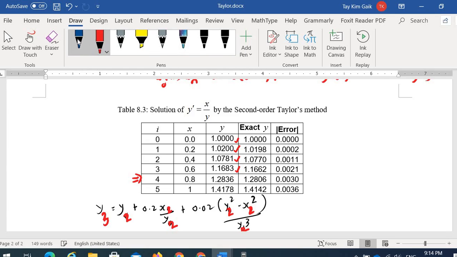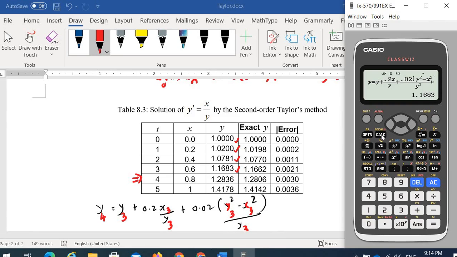If i equal to 4, it means y4 depends on y3, x3. So you calculate y4 depending on y3. So y3, 1.1683, is kept in variable y. You just go down to update x from 0.4, now move to 0.6, because y number 4 depends on y number 3, with x3 being 0.6.